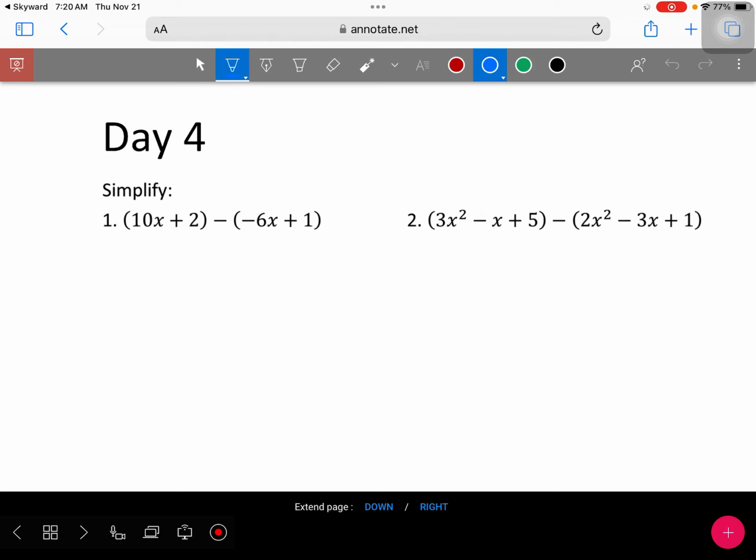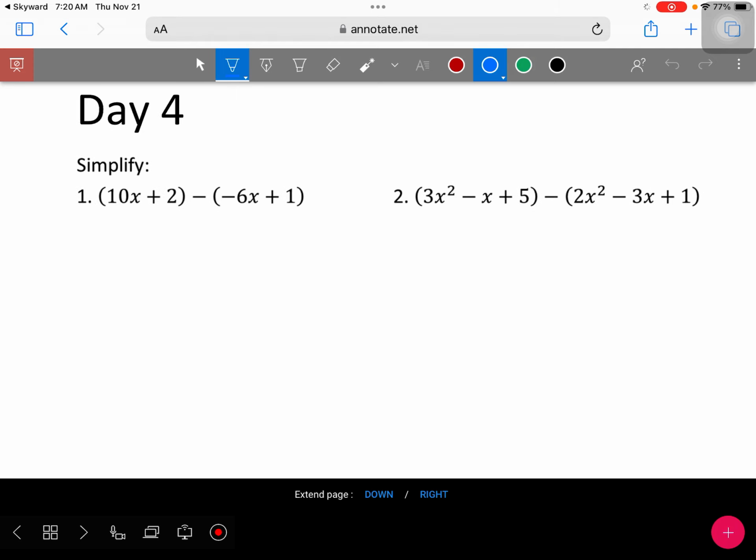Get the door. So here we go. Day 4. Day 4. Let's put our devices away, please.